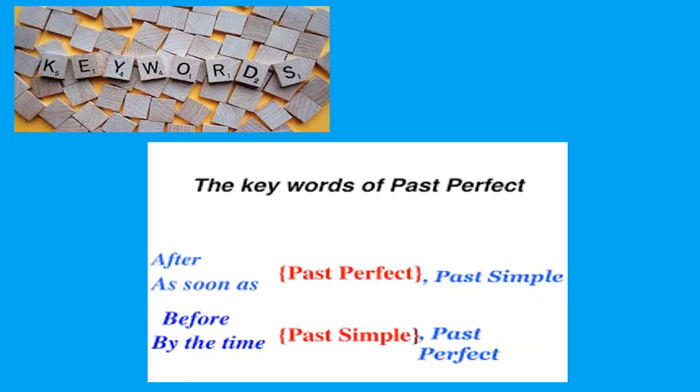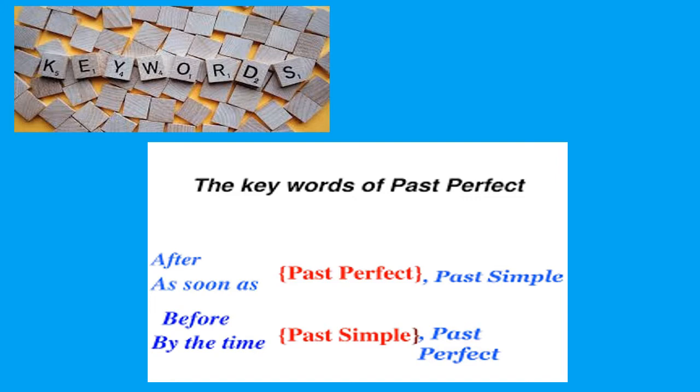There are some key words for the past perfect. We usually use them to join 2 sentences. One sentence in the past simple, action number 2, and one sentence in the past perfect, action number 1. The key words here are the words after and as soon as.